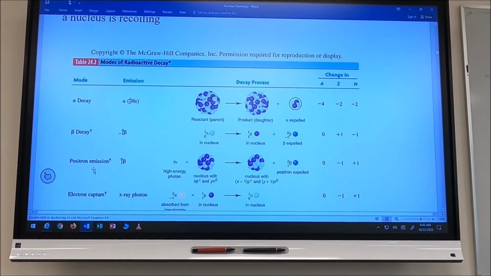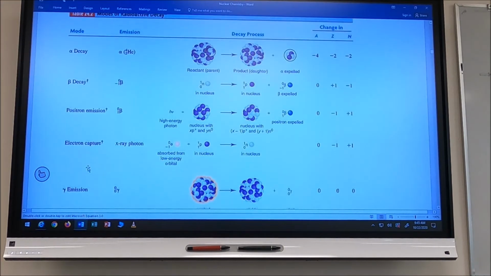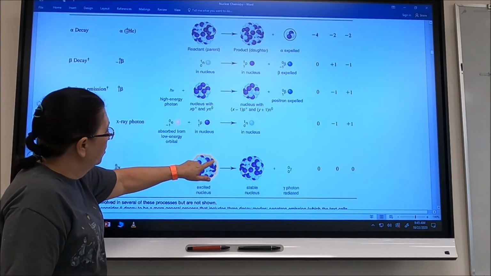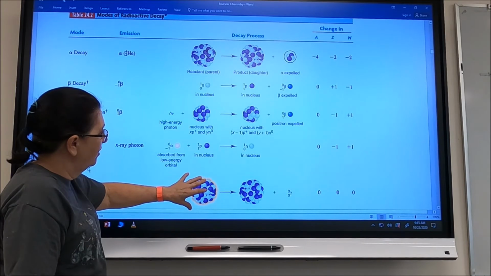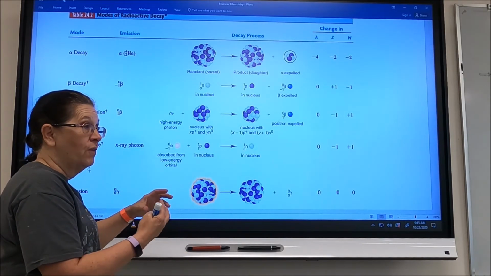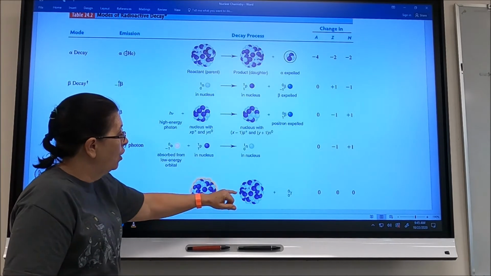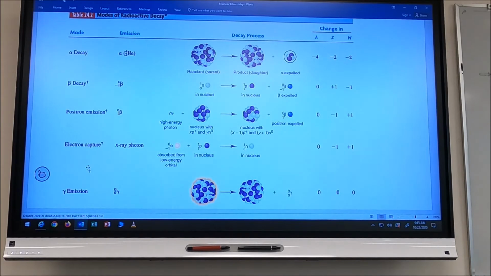And I'm not going to show you a reaction. So I've embedded a pretty table here. Alpha, beta, positron, electron capture, and gamma emission. So if we look here, that yellow halo is supposed to represent the fact that this is a recoiling nucleus, a nucleus that's been excited because of the change. And as it goes back to a stable form, it shoots out energy as gamma.